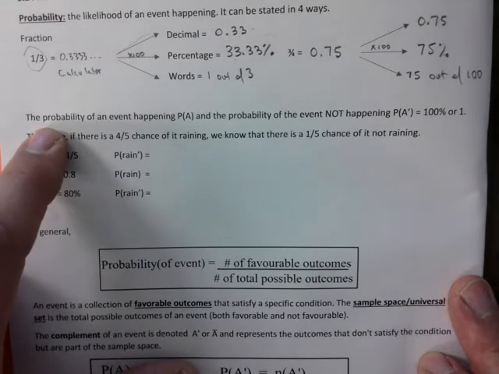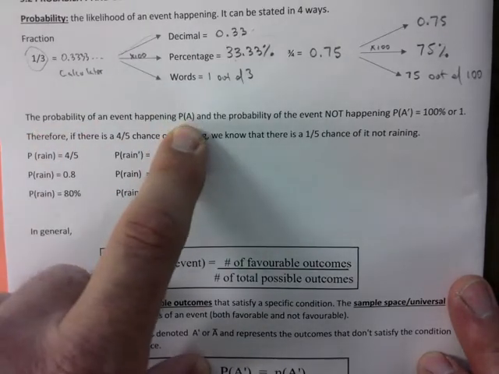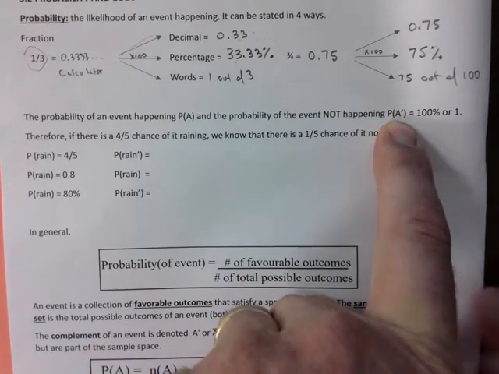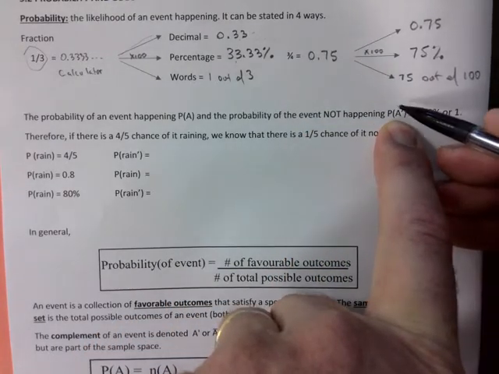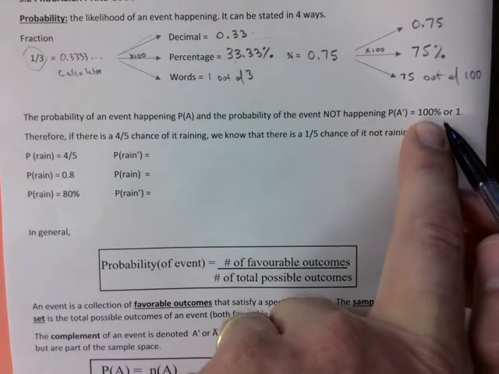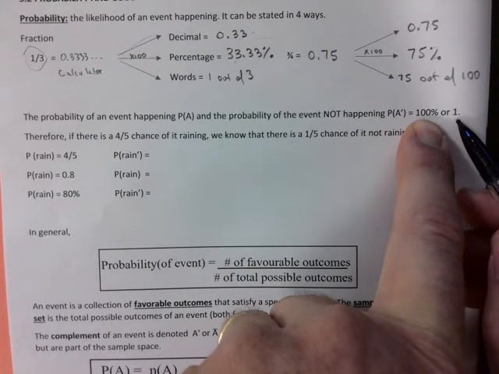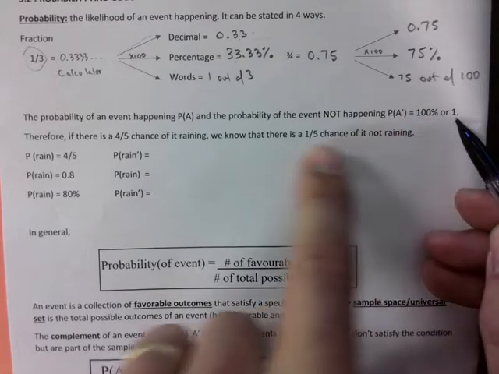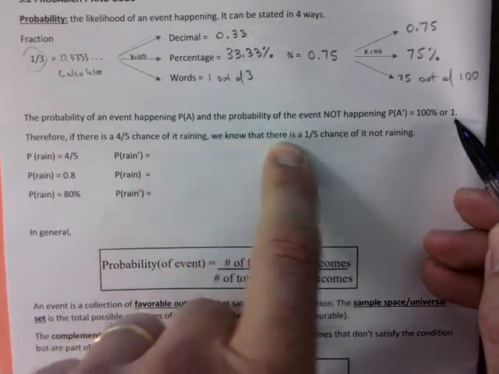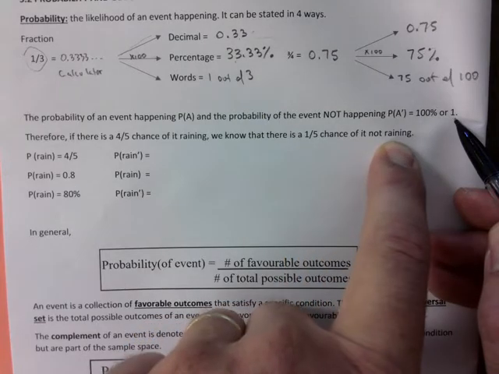The next very important concept is that the probability of an event happening and the probability of the event not happening, right? So remember the little mark like this or the bar across means not, right? Remember that from chapter 3. That always has to add up to 100% or 1. Therefore, if there's a 4 in 5 chance of it raining, we know that there's a 1 in 5 chance of it not raining.